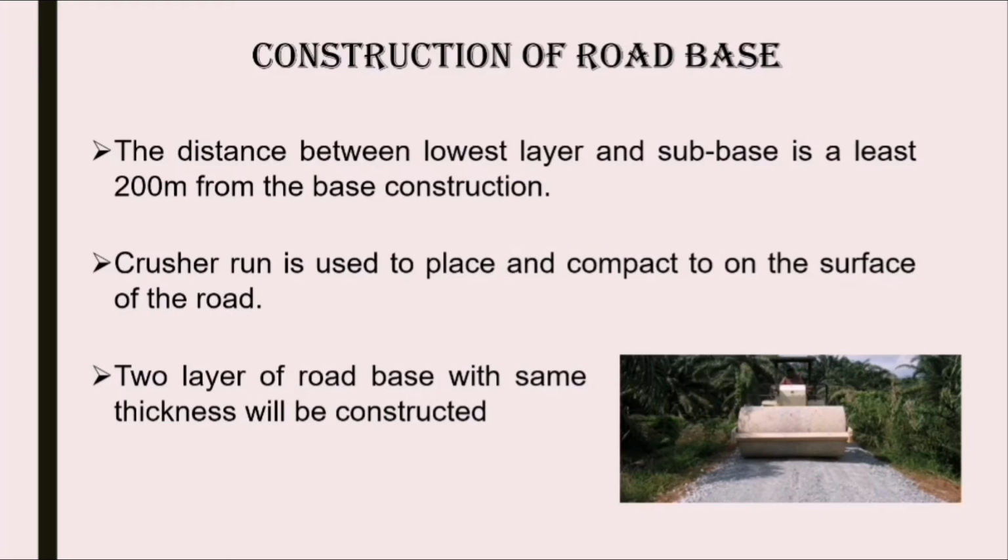The third step of the process is construction of the road base. After the subgrade surface and subbase are compacted, the road base is started to be constructed. The distance between the lowest layer and the subbase is at least 200 meters from the base construction. The crusher run is commonly used to construct the road base in Malaysia. It is used to place and compact on the surface of the rock. There are 2 layers of road base with the same thickness, which should not exceed 150 mm.